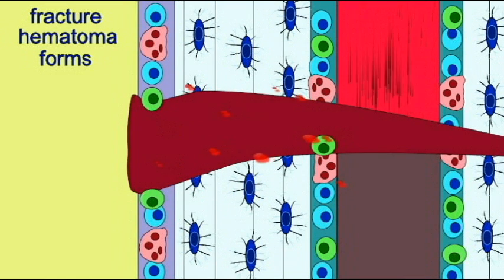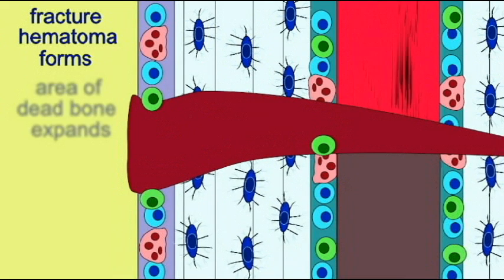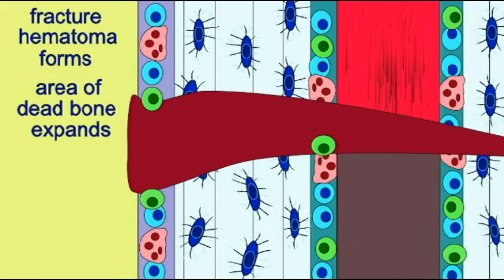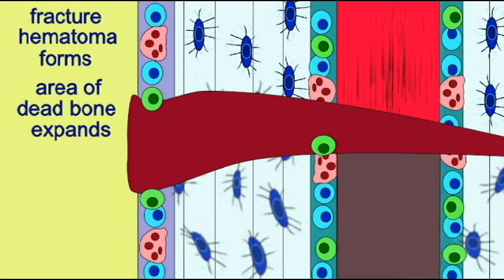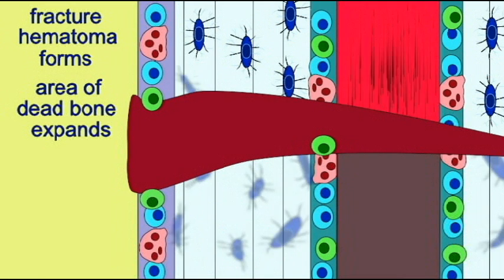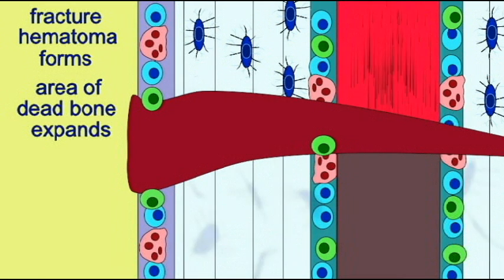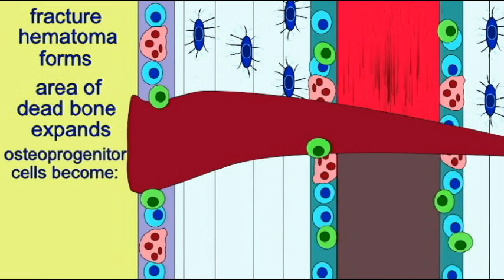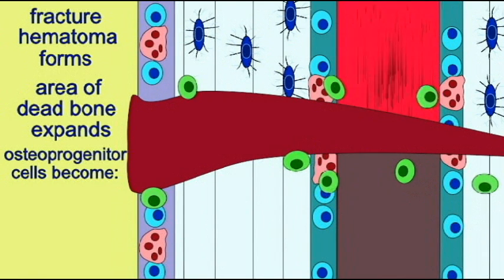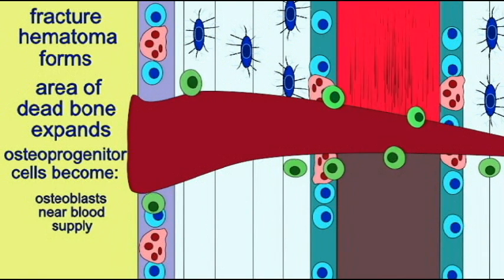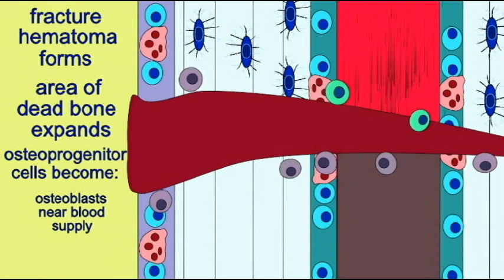When a fracture occurs, this not only kills bone tissue, but it interrupts the blood supply. Because bone is very vascular, as cells lose their oxygen and nutrient supply in this blood, the area of dead bone expands. The osteoprogenitor cells, or osteogenic cells of the periosteum and endosteum, can now divide to become the cells which will repair the area.